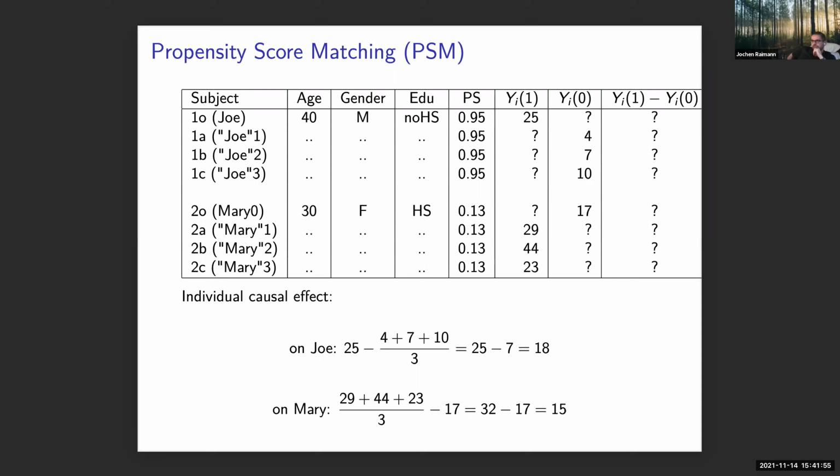So we are calculating now these, so YI is the outcome. So this is the CESD depression score. So we're getting the score entries. These are obviously estimated numbers. So we have here Joe, which is a homeless individual, with 25 minus the non-homeless people, 4, 7, and 10. And then we have Mary, who is not homeless, matched with homeless people, with Mary 1, 2, and 3. So we have 29, 44, and 23. So the homelessness is indeed somewhat higher in those being homeless.